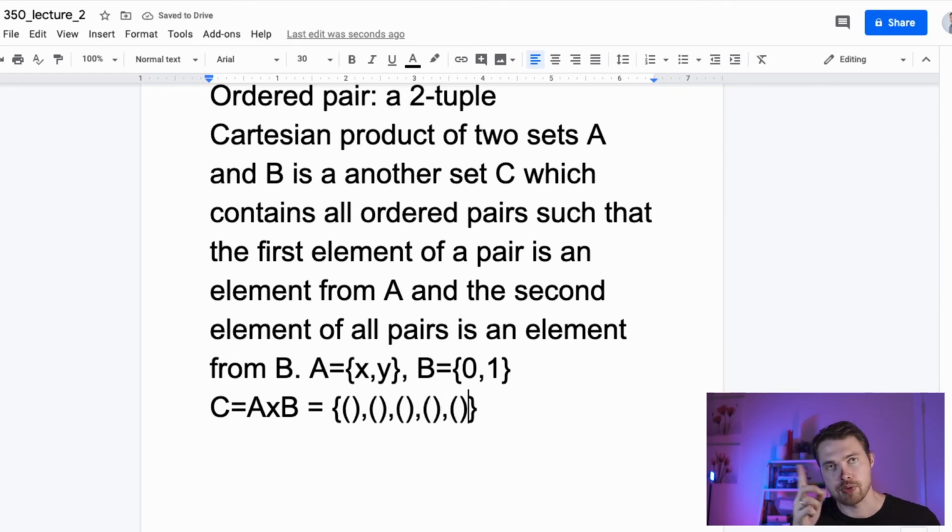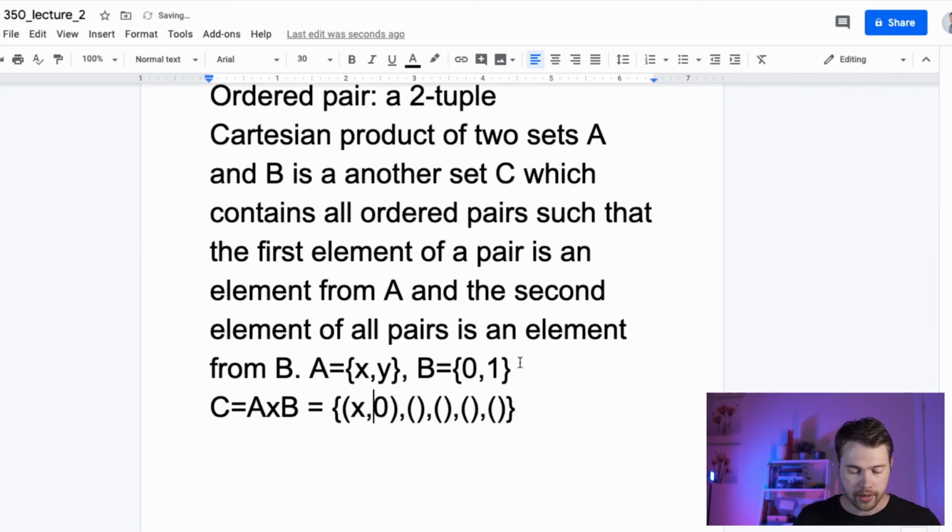Since an ordered pair is a tuple, is a sequence, that's why I denote them within the parentheses. Where the first element of each pair is coming from A, and the second item is coming from B, which means one of the examples of ordered pairs will be x0, right? Why x0? Because it's an ordered pair, 2-tuple. The first element comes from A, the second element comes from B, right? And basically now we need to find all permutations.